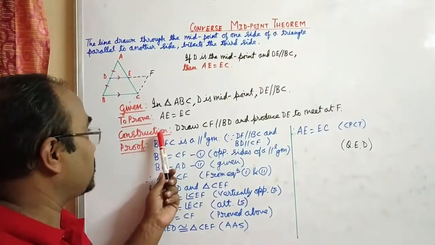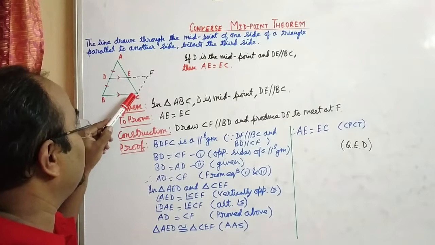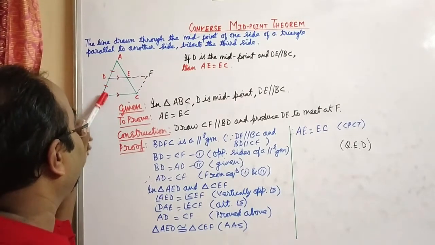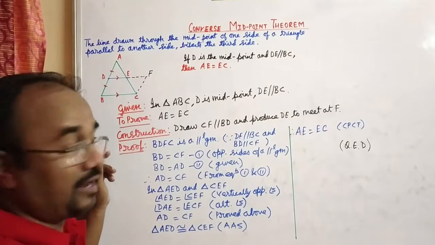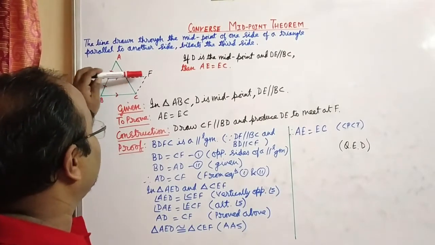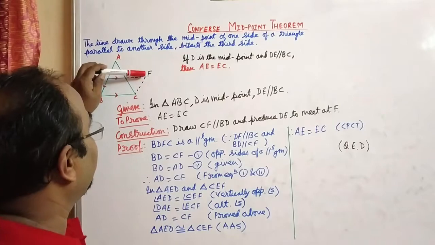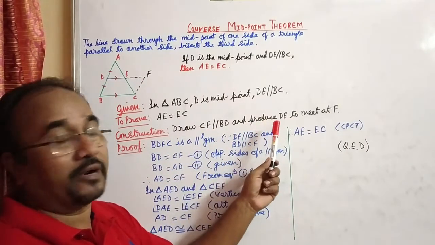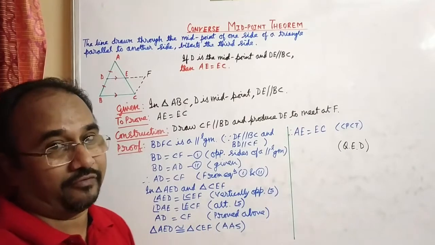We need a construction here. That construction is that from this point C, we have drawn a line CF which is parallel to this line AB, or you can say BD. And then we have produced this DE to meet this line CF at F. So draw CF parallel to BD and produce DE to meet at F.